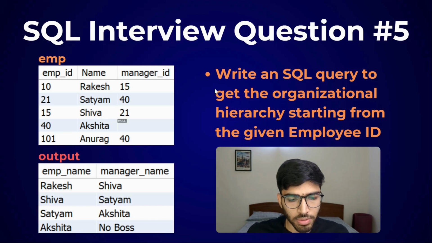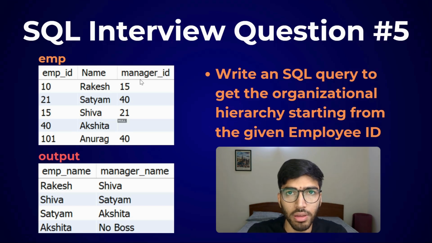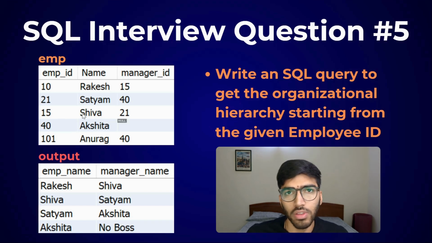If you see on the left hand side, we have a table called EMP, which contains 3 columns. The first column contains the employee ID, the second column contains the employee name, and the third column contains the manager ID. Manager ID is simply the employee ID of the manager of that particular employee. For example, consider the case with Satyam. Satyam has an employee ID of 21, but whoever is the manager of Satyam has employee ID of 40. And I can see in the same table that Akshita has the employee ID of 40. That means Akshita is the manager of Satyam.